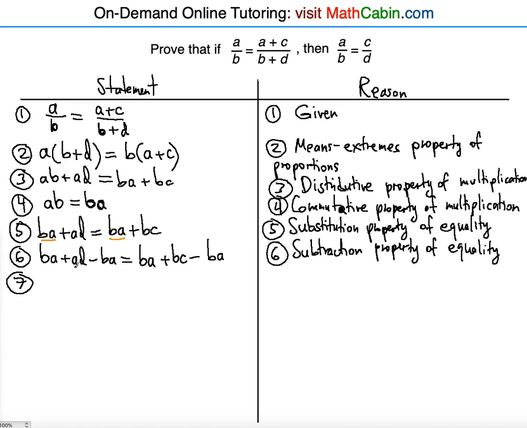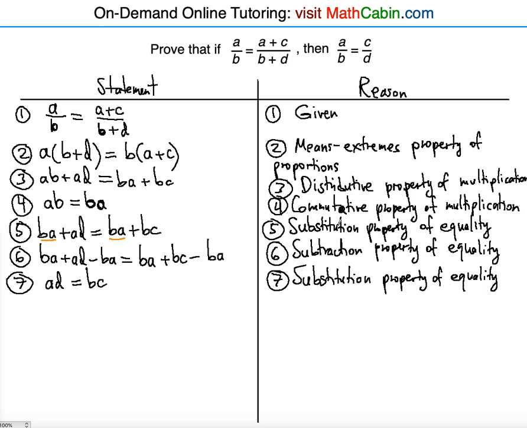Now the next part is to simplify. By simplifying, we mean basically substituting. BA minus BA is equal to 0 essentially, right? So 0 plus AD is simply AD. That's why we will call it substitution. So BA is gone on both sides. We just have AD is equal to BC, and that's what we wanted to see. Right? So we can say substitution property of equality.